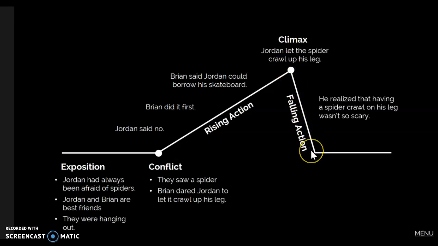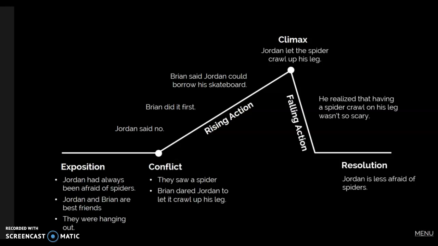Now, this falling action is usually pretty short and quick. It's not all that exciting. And so, of course, a writer doesn't want to bore their reader to death, so they keep this short. And then finally, we get the resolution.